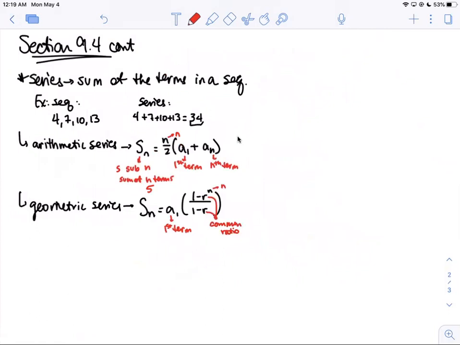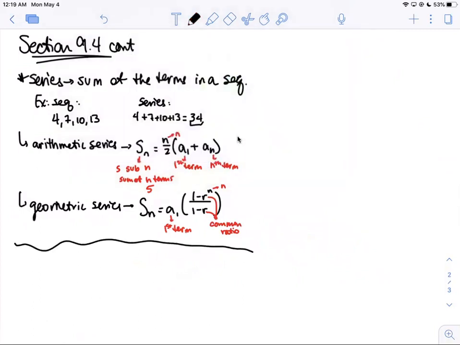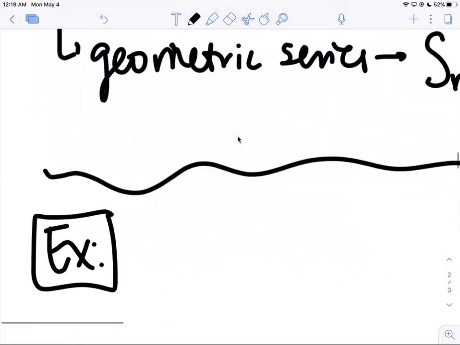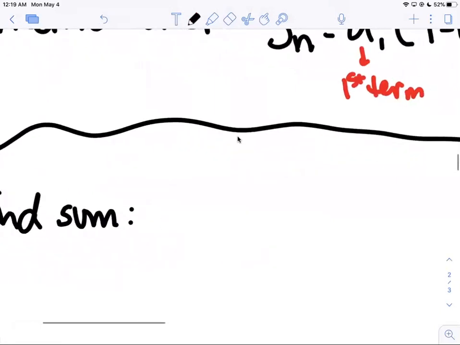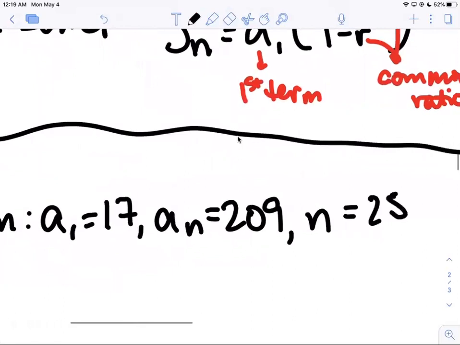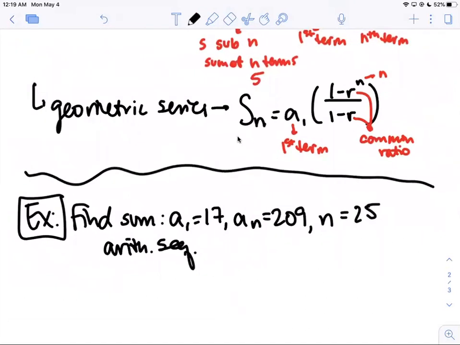So let's do some examples. I can give you some really basic ones. Very basically, I could just list out exactly the values that are in the formula and say, find the sum of this series. So that's what this first one's going to be. I would say, find the sum, and I would simply say a sub 1 equals 17, a sub n equals 209, and n equals 25. I would have to tell you that it's an arithmetic sequence, or else we would not know which formula to use, so I'm going to tell you that. But other than that, I just gave you the exact terms that you needed.